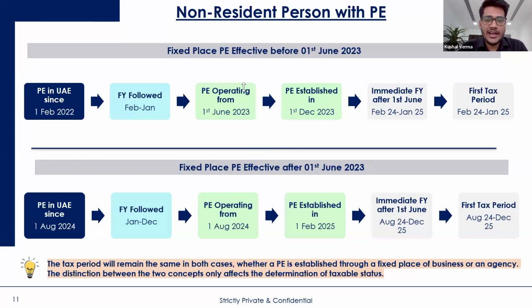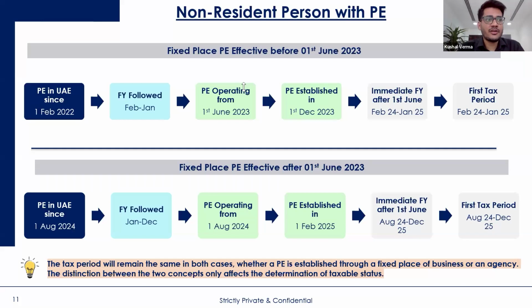And what if an entity has PE effective after 1st June 2023? Say a foreign entity started its branch in UAE in August 2024, and follows January to December as its financial year. The PE for that entity will be established on 1st Feb 2025, as 6 months from starting operations in UAE. The entity will be considered a non-resident taxable person in Feb 2025, but it will be considered as having business in UAE from 1st August 2024. So they have to prepare financials from August 2024 to December 2025, around 15 months, and this will be their first tax period for the Corporate Tax Act.